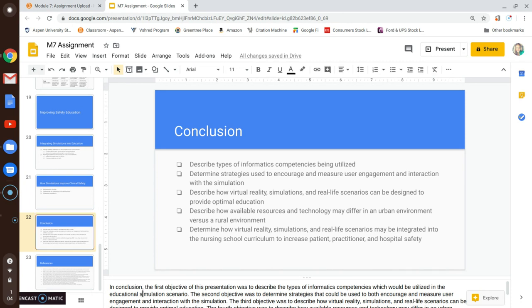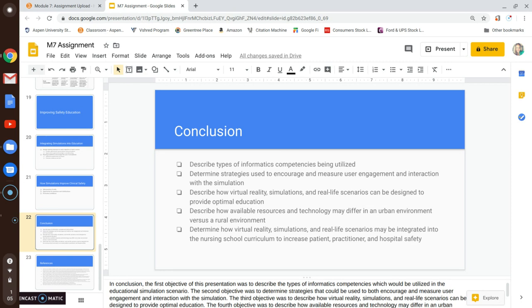In conclusion, the first objective of this presentation was to describe the types of informatics competencies which would be utilized in the educational simulation scenario. The second objective was to determine strategies that could be used both to encourage and measure user engagement and interaction with the simulation. The third objective was to describe how virtual reality simulations and real-life scenarios can be designed to provide optimal education. The fourth objective was to describe how available resources and technology may differ in an urban environment versus a rural environment. And finally, the fifth objective of this presentation was to determine how virtual reality simulations and real-life scenarios may be integrated into nursing school curriculum to increase patient, practitioner, and hospital safety.